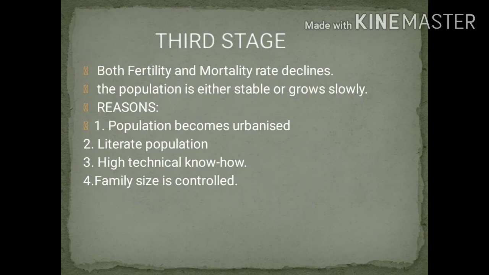In the third stage, both fertility and mortality rate decline. The population is either stable or grows slowly. Reasons: population becomes urbanized, literate population, high technical know-how, family size is controlled. So these are the reasons because of which both fertility and mortality rate declined in the third stage, and population growth is either stable or it grows slowly. And it is because of the fact that population becomes urbanized, literate, and technological level is also high, and family size is controlled because of the awareness that people have in this stage.